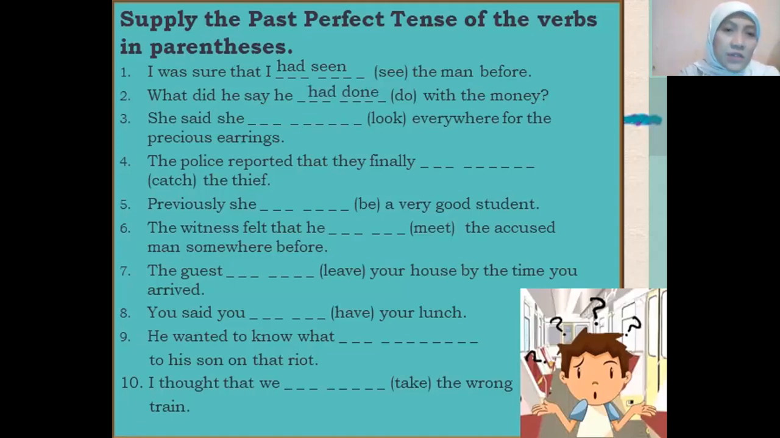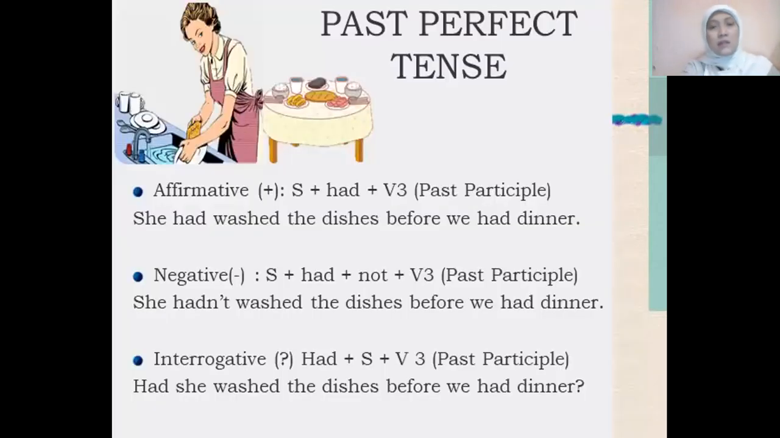She said she blah blah blah everywhere for the precious earrings. Subject she followed with had and verb 3. Okay, because this is a regular verb, only add ed. She had looked. She said she had looked everywhere for the precious earrings. You can practice more examples later on.